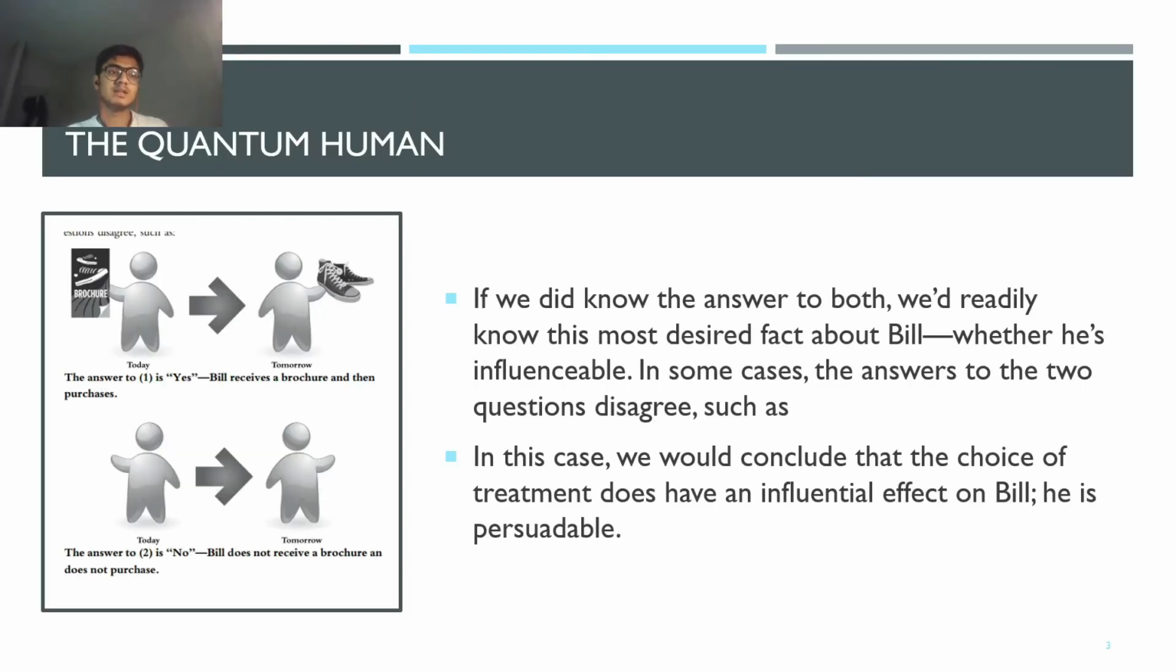So now let's see an example where a person named Bill receives a brochure and then purchases, and where Bill does not receive a brochure and does not purchase. In this case, we conclude that the choice of treatment does have an influential effect on Bill. He is persuadable.